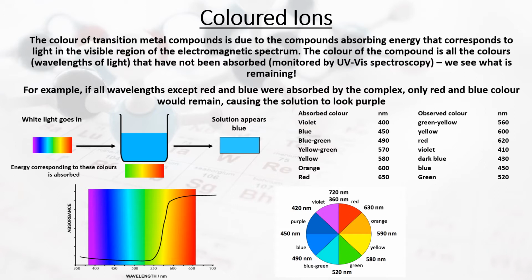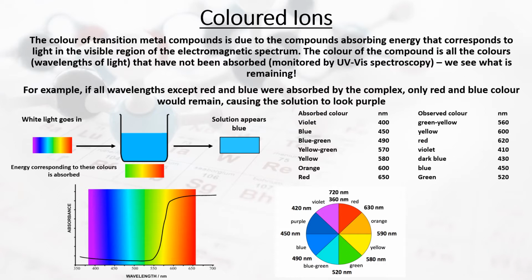Now you can monitor what has been absorbed by something called UV-vis spectroscopy, which stands for ultraviolet and visible light spectroscopy. And all we're looking at in here is essentially what wavelengths of light are absorbed by our compound. And so the spectrum that you would get out is shown at the bottom. This has absorbance up on the y-axis, literally how much of that light is absorbed by the compound, and then we have wavelengths along the x-axis.